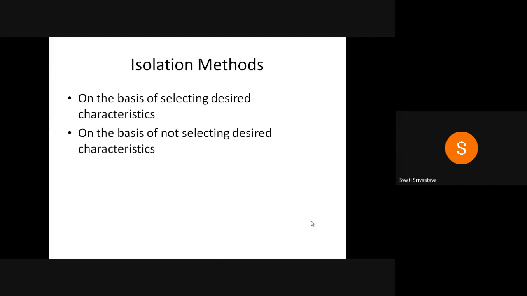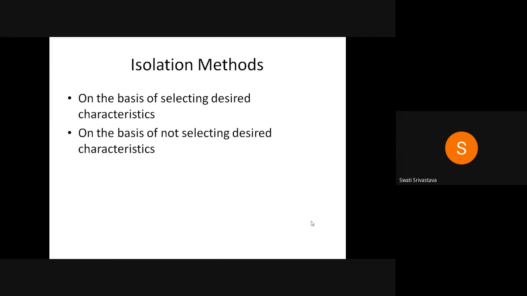Now suppose you are talking of penicillin. If all the microbes that you are isolating are producing penicillin, then you can take them as isolates. All these organisms that produce penicillin will be the organisms of your choice, so you will select them on the basis of the characteristic, that is the production of penicillin. Second is on the basis of not selecting desired characteristics.